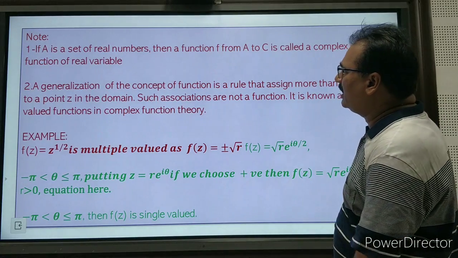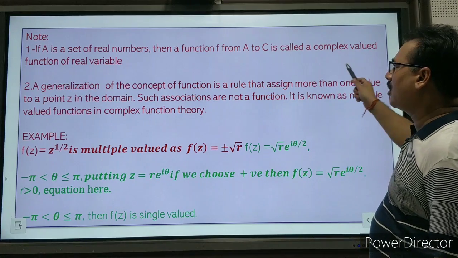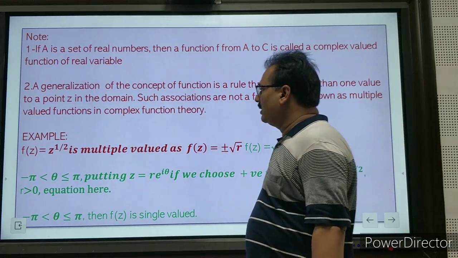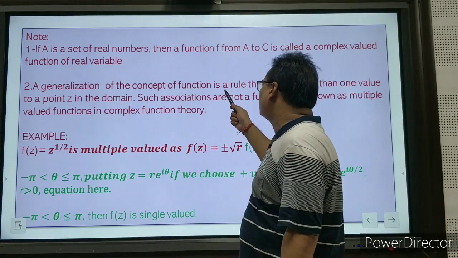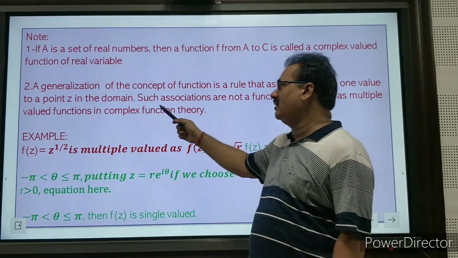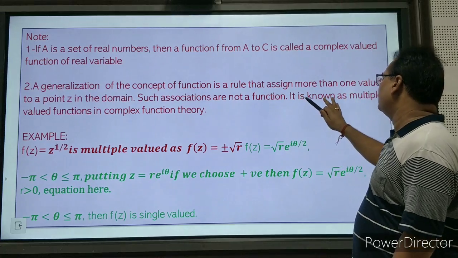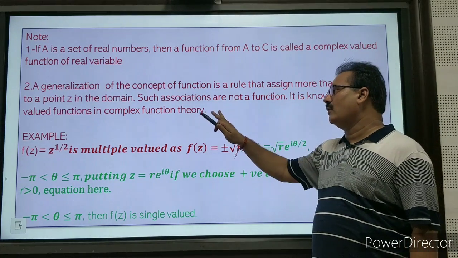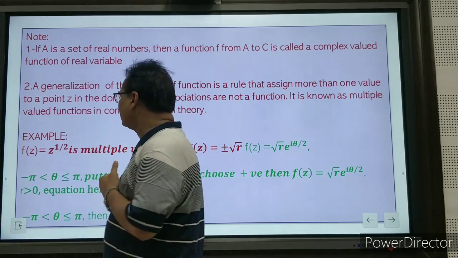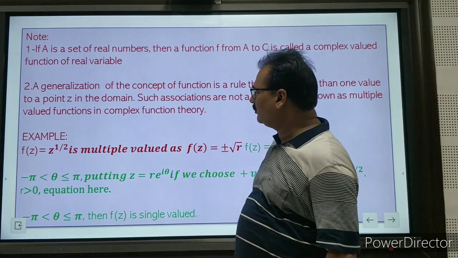Now, if capital A is a set of real numbers, then a function f from A to C is called a complex valued function of a real variable. A generalization of the concept of function is a rule that assigns more than one value to a point z in the domain. Such an association is not a function. It is known as a multiple valued function in complex function theory. This is the very basic idea, the same as in real functions.